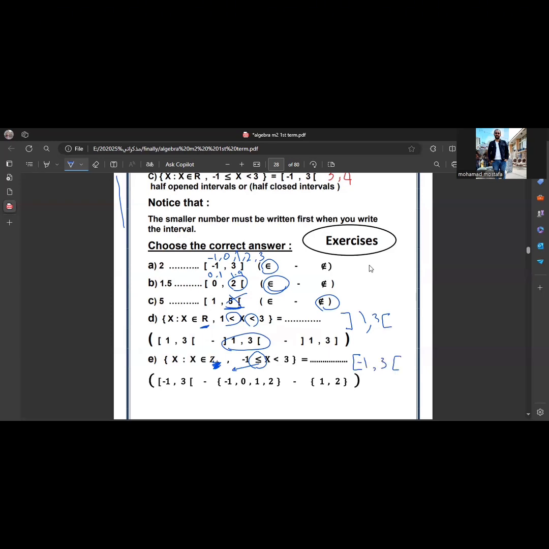-1 and 3, but here it tells me it belongs to Z positive, so I can't take -1. I must take the positive numbers only. I can't take 0 because 0 is neither positive nor negative. So we take after 0: 1 and 2, and we don't take 3 because 3 is open. So choose the set, not an interval: 1 and 2.